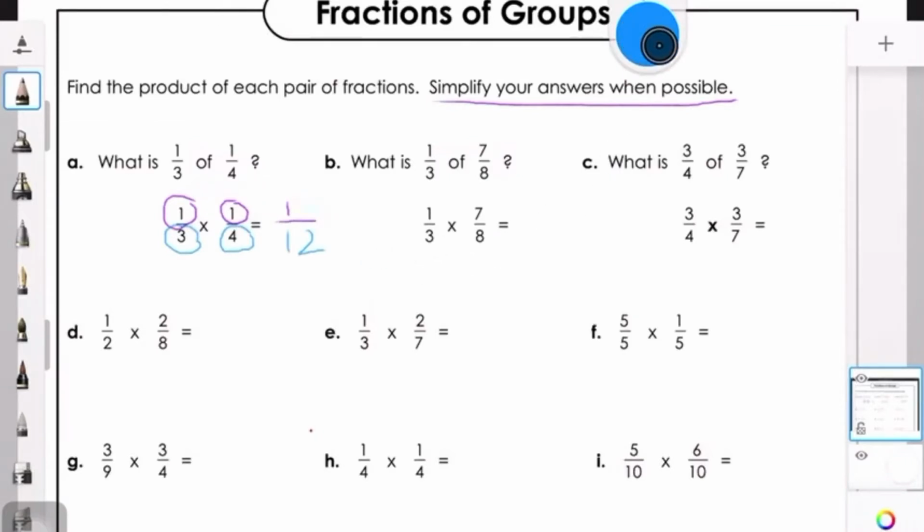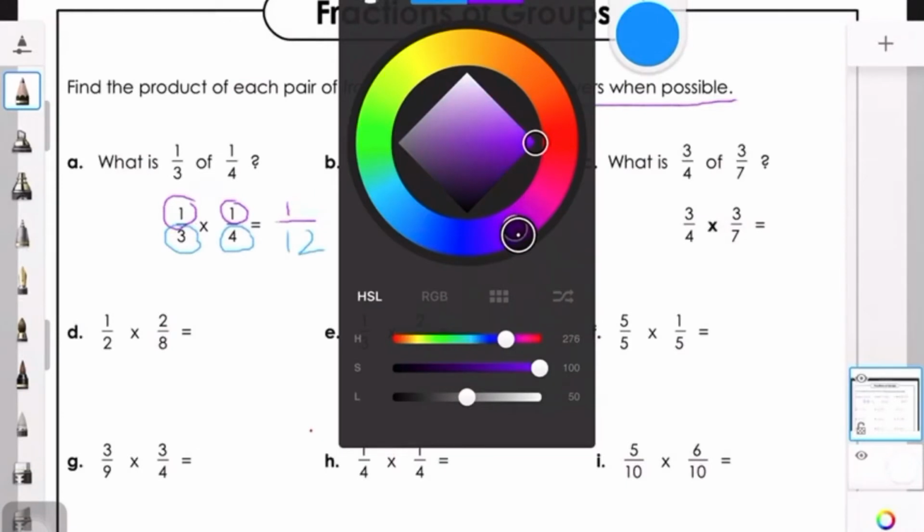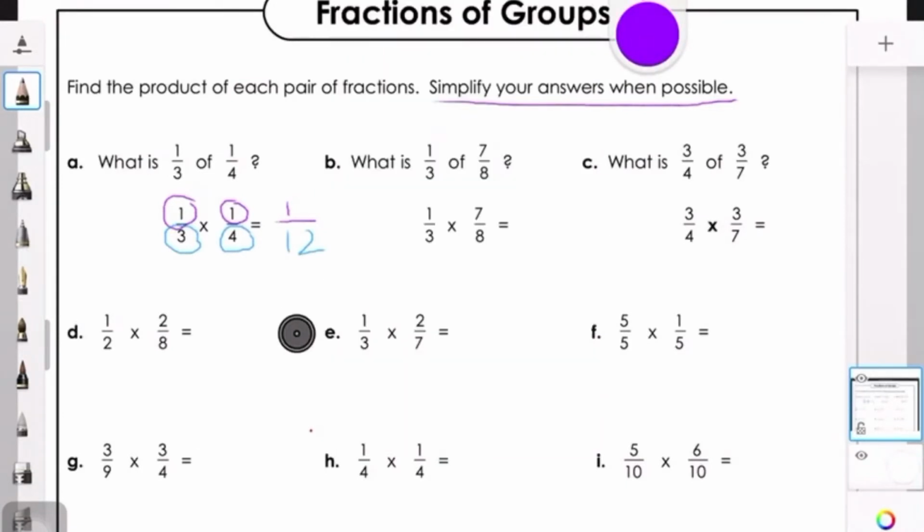Let's work on a fraction that we're able to simplify. It looks like D is going to be a good fraction for that. So we're going to do the same thing again. We're multiplying the numerators. The numerator for the first fraction, 1/2, is 1. The numerator for the second fraction is 2. 1 times 2 is 2. So that is going to be our numerator for our product.